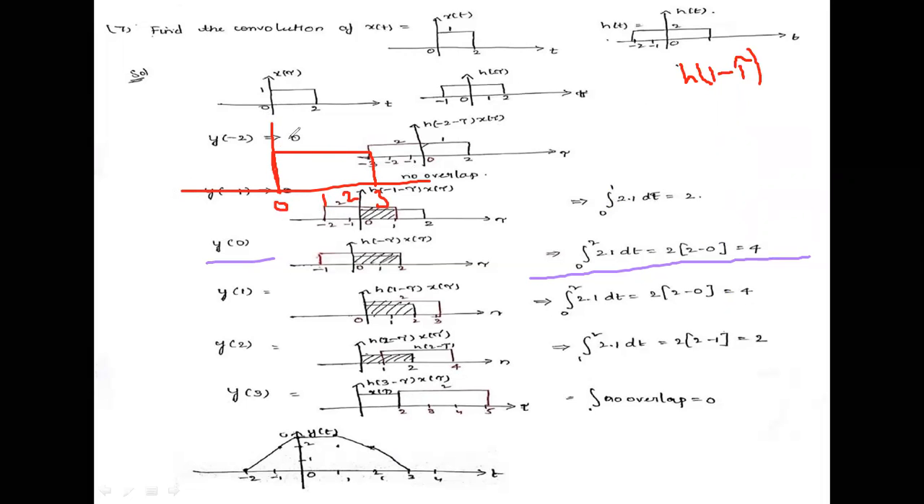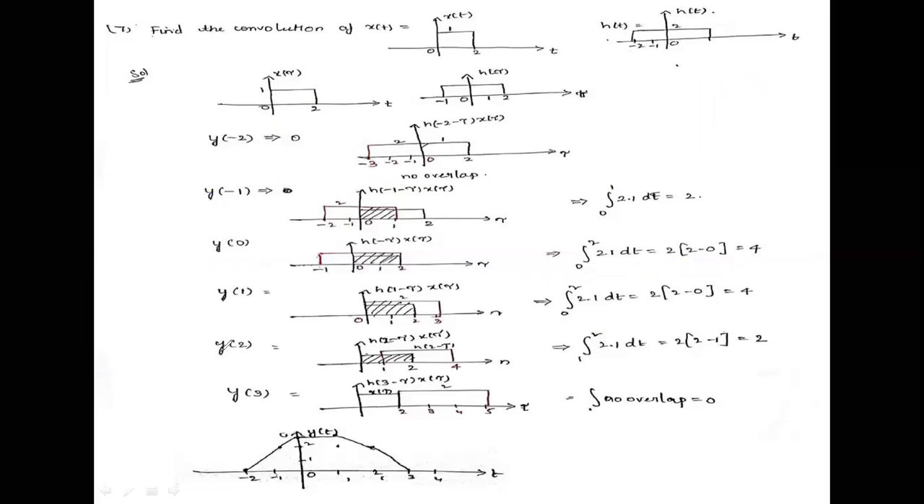Now see, again an overlapping occurs between 0 to 2 only. Here the overlap is 0 to 2. But the magnitude is 1 here and the magnitude is 2 there. So 0 to 2, again the value is 4. Got it, my dear students?